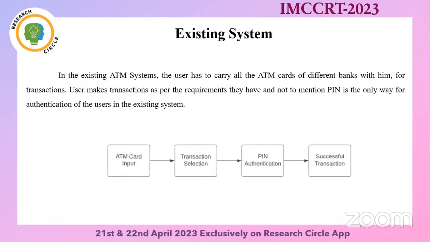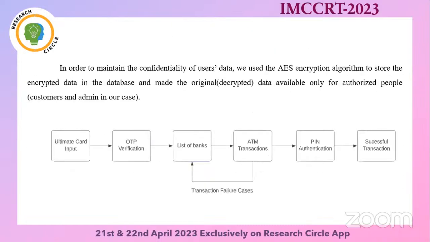So, ma'am, as per the block diagram mentioned in this slide, the current ATM transactions are followed like this: with card input, then we select an option in the transaction or ATM operation, followed by PIN authentication. Then the process is completed. In the proposed system, what we wanted to do is unify all banks into a single card. With that card input, followed by OTP verification from the user's mobile, he will be redirected to the list of banks page, where the user will be able to see his banks, and then he will perform transactions followed by PIN authentication.